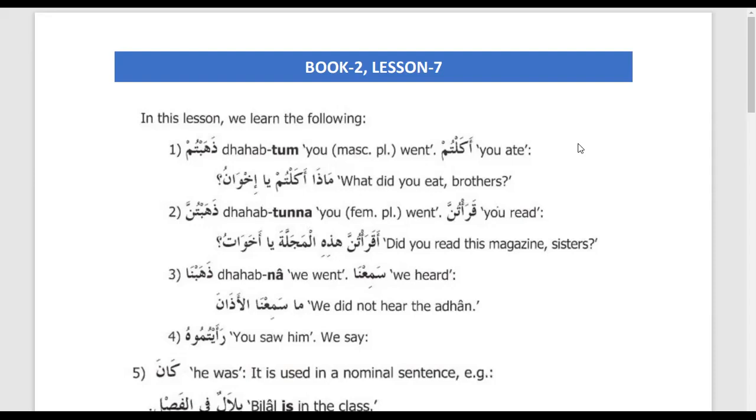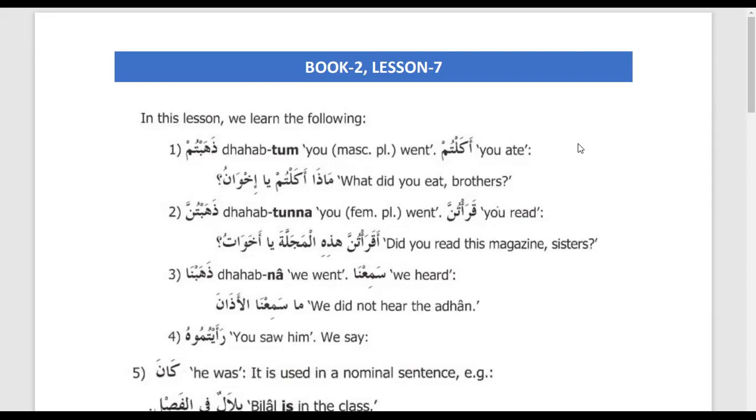Okay. And for the feminine plural, for the second person, yani mukhatab, the one that you are talking to. ذهبتا. No, for the plural, for the feminine plural. ذهبتن. Excellent. ذهبتن.